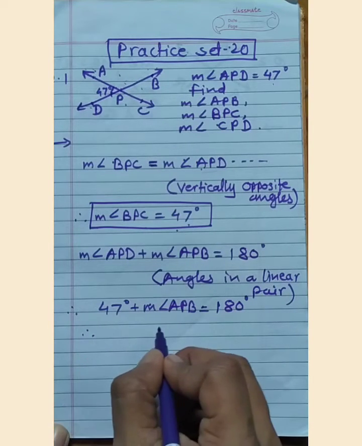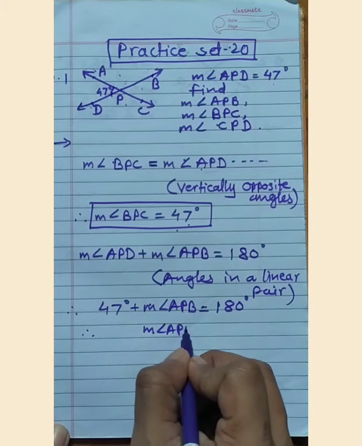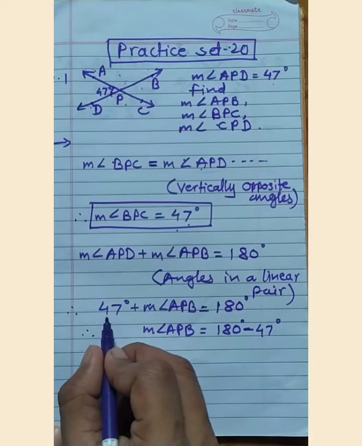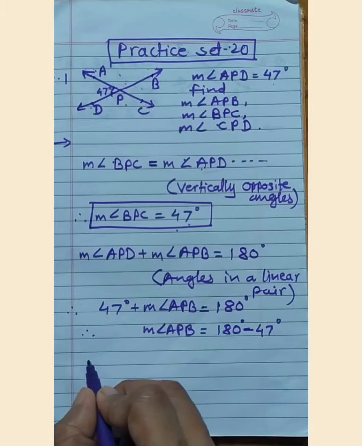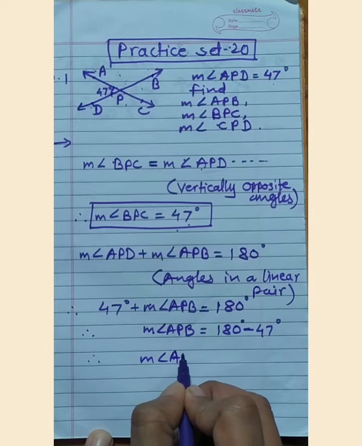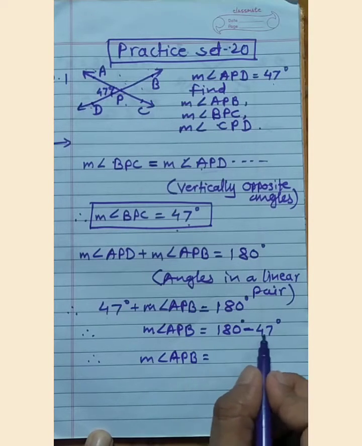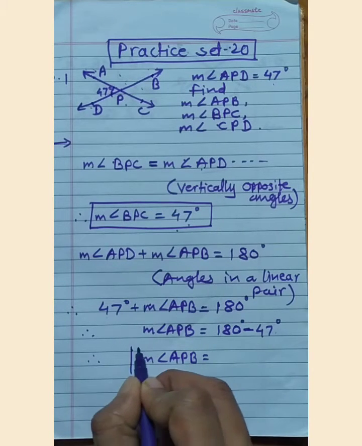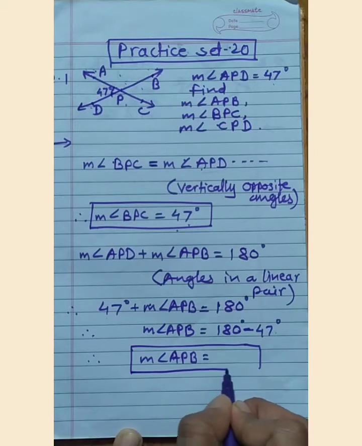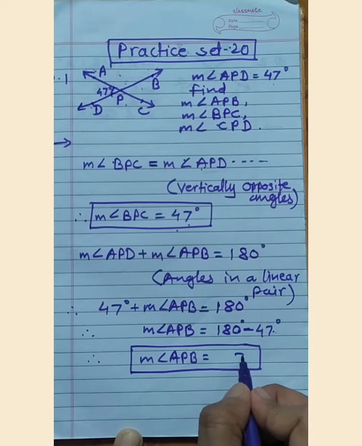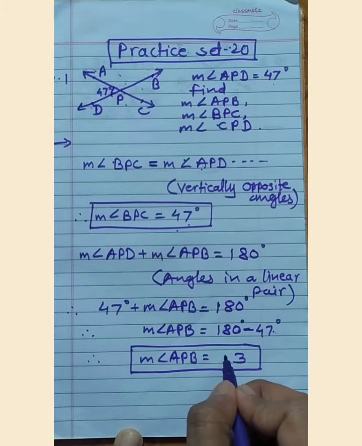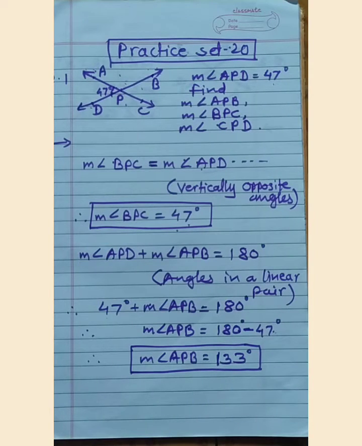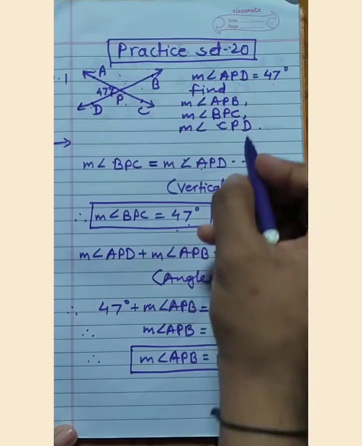Now how will we find this? Measure of angle APB is equal to 180 degrees minus 47 degrees. This 47 comes here and becomes minus. So measure of angle APB is equal to, if you subtract it, you can find your answer: 133 degrees. In the same way, one remaining angle is CPD.